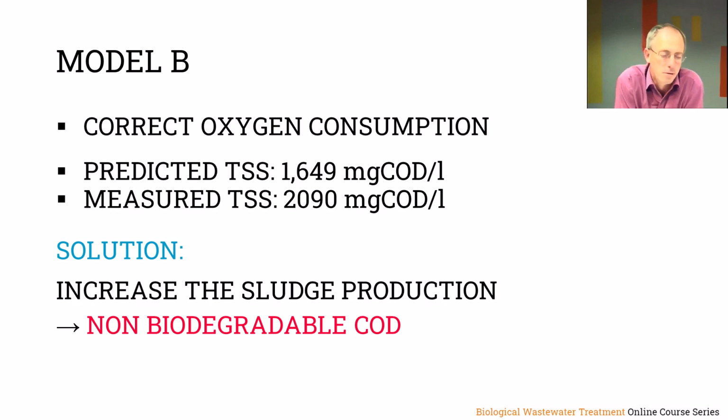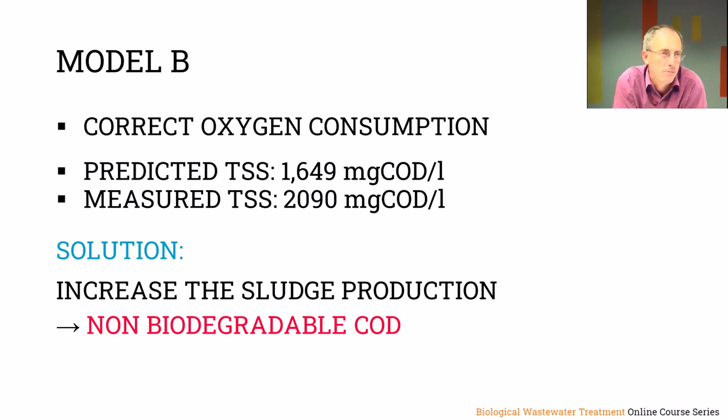If we now, however, look to the measured TSS in the system, then we predict 1.6 gram per liter, although there was a measurement of 2 gram per liter. So obviously, we might predict the oxygen conversion well, we do not predict the sludge production well. Meaning, something is wrong. We forget something. And we have to increase the sludge production in one way or another.